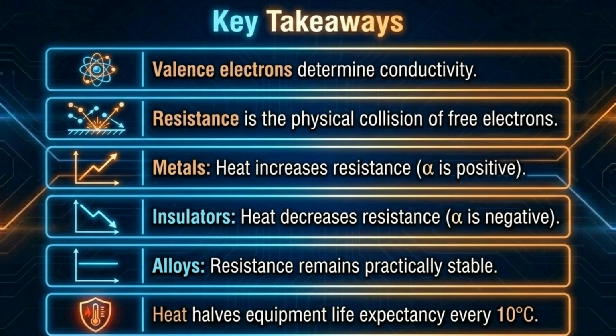To summarize, valence electrons determine conductivity. Resistance is the physical collision of free electrons. Heat increases resistance in metals and decreases it in insulators. Alloys offer stable resistance, and heat significantly shortens equipment life.